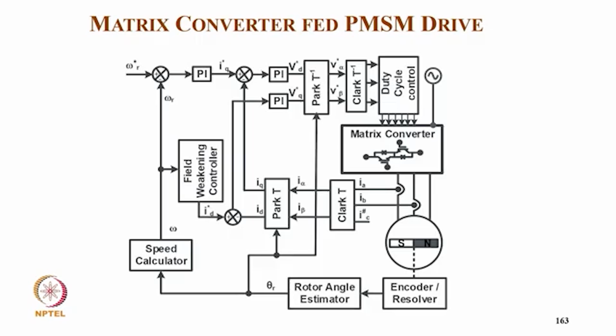Similarly for the matrix converter, here also we have an encoder or resolver to get the position theta R, which is converted into speed. So we have a speed controller which gives the torque producing component IQ star, and then from the field weakening control we get ID star, and from the actual IDIQ we have a PI controller for VD star and VQ star output, and from this by inverse Park transform we get V alpha beta, which with the inverse Clarke transform gives VA, VB, VC for duty cycle control of the matrix converter, and we sense two currents which convert into I alpha beta. With the Park transformation we convert into IDIQ, which is used in this control.